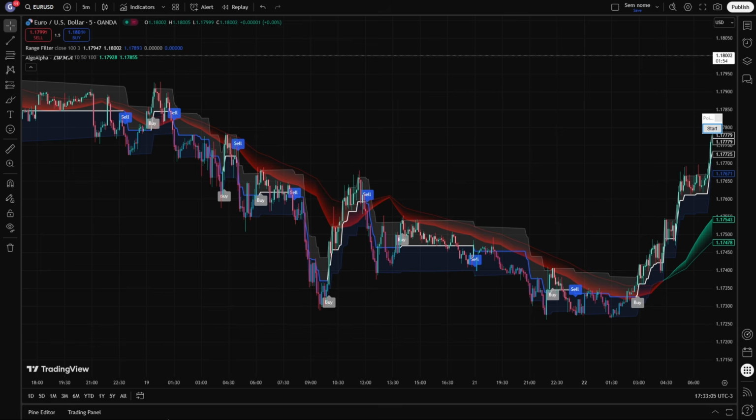By combining the range filter buy and sell with the liquidity weighted moving average from Algo Alpha, you gain a powerful strategy designed to filter out false entries and trade exclusively in alignment with the prevailing trend at its optimal moment.